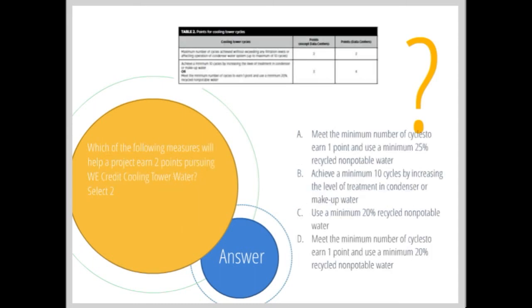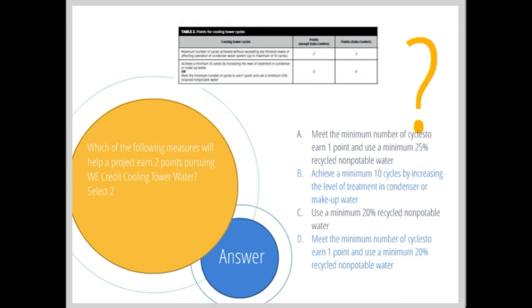Which of the following measures will help a data center project earn 3 points pursuing WE credit cooling tower water? Select 2. The correct answer is B and D.